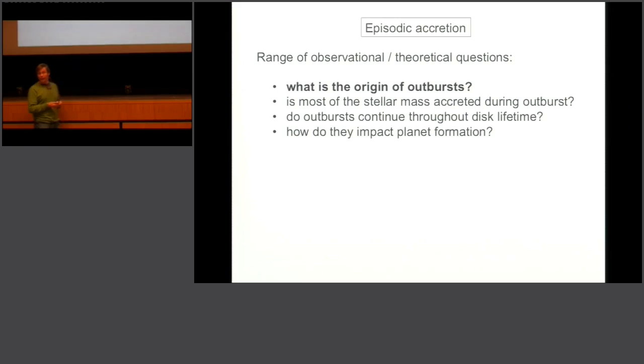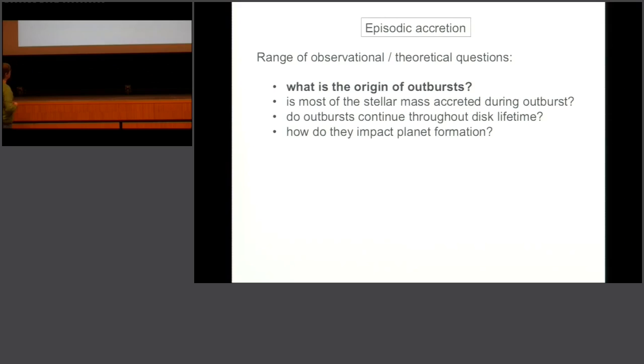And then finally, how do they impact planet formation? I don't think I'll really be saying anything about that today. That's a fairly unexplored area of theoretical research. But certainly, if these outbursts continued into the epoch of planet formation, so maybe 1 million years or more after the disk was formed, then having the disk be much hotter and accreting much more vigorously, even for a short period of time, could potentially have some interesting impacts on things we care about.